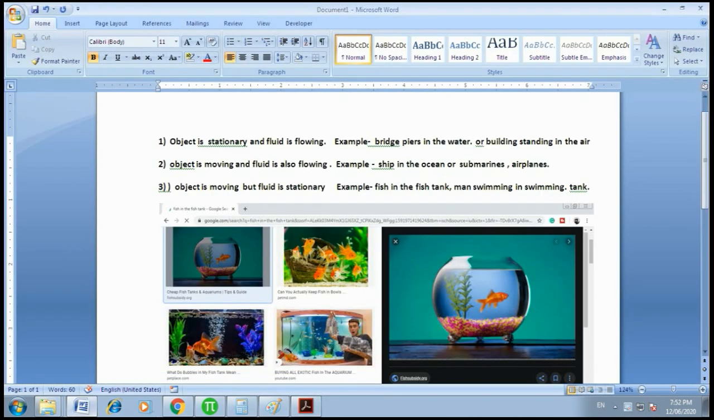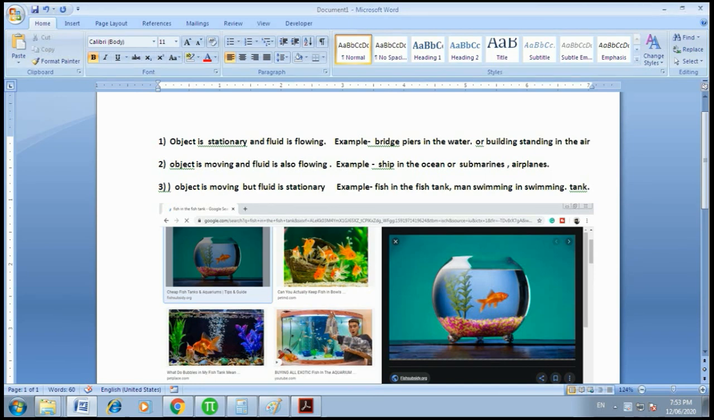In the first case, the object is stationary and the fluid is flowing. For example, bridge piers in the water or a building standing in the air. In the second case, the object is moving and the fluid is also moving. For that I will take examples: a ship in the ocean, submarines or airplanes. These are the examples of the second case.